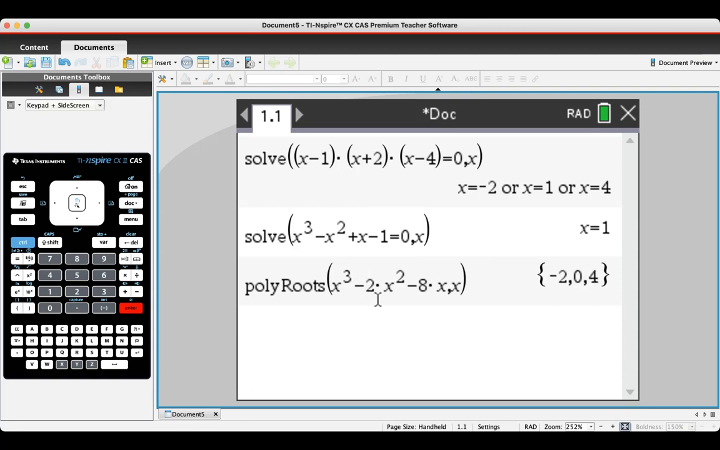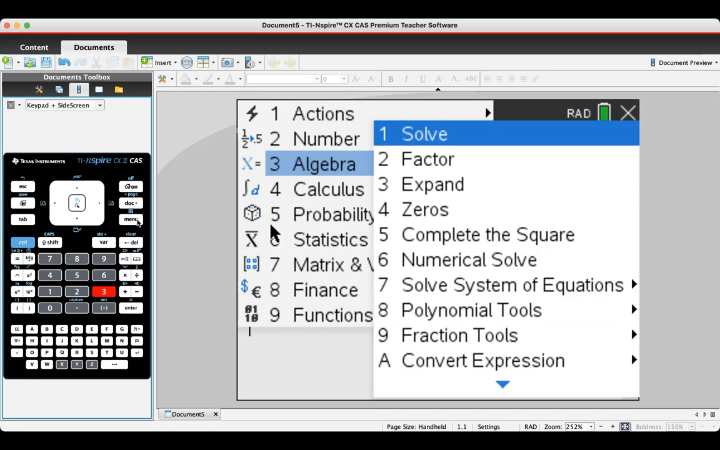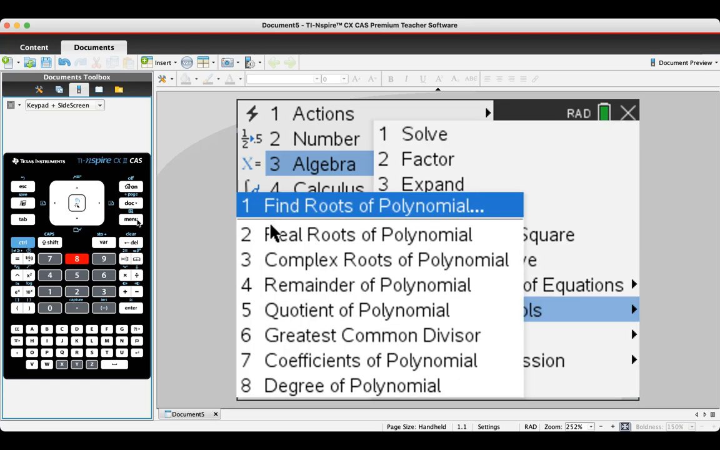So that means that you could take that. If you can interpret it all, it's actually pretty good, because it means you can take that and say that it must be equal to x plus 2, x minus 4, and x all multiplied together. So it's polyroots, same sort of deal. I can go to algebra, I can go to polynomial tools.